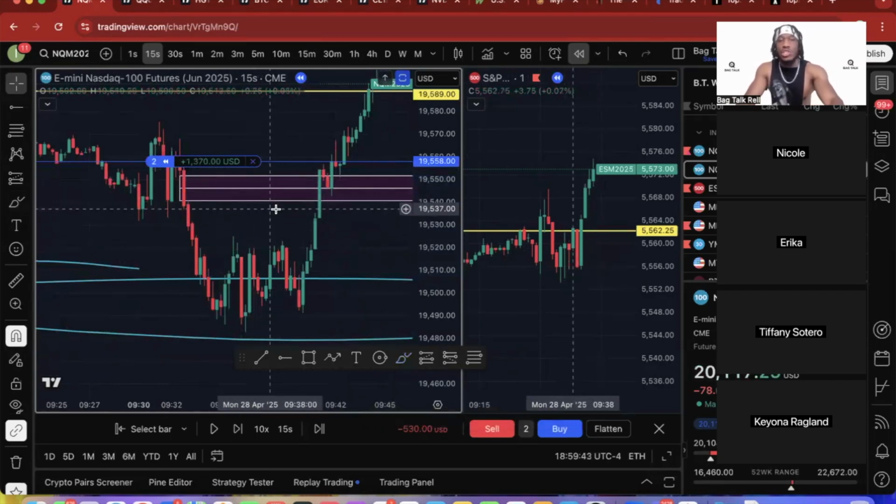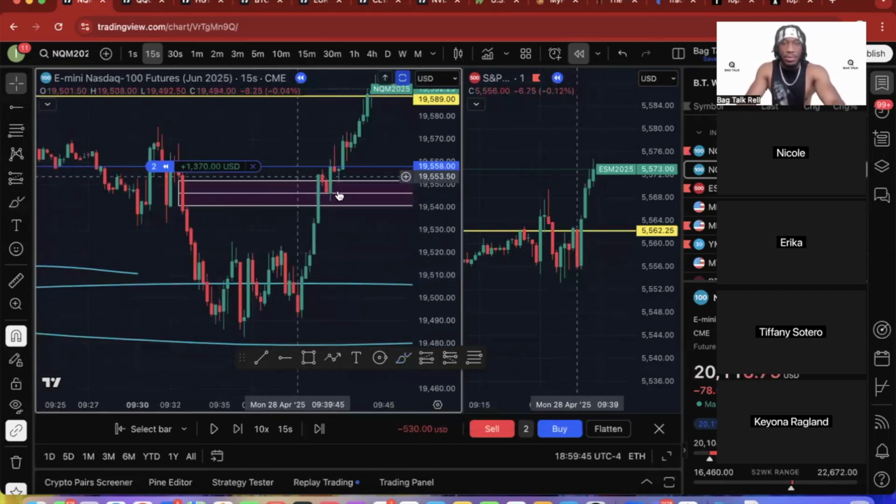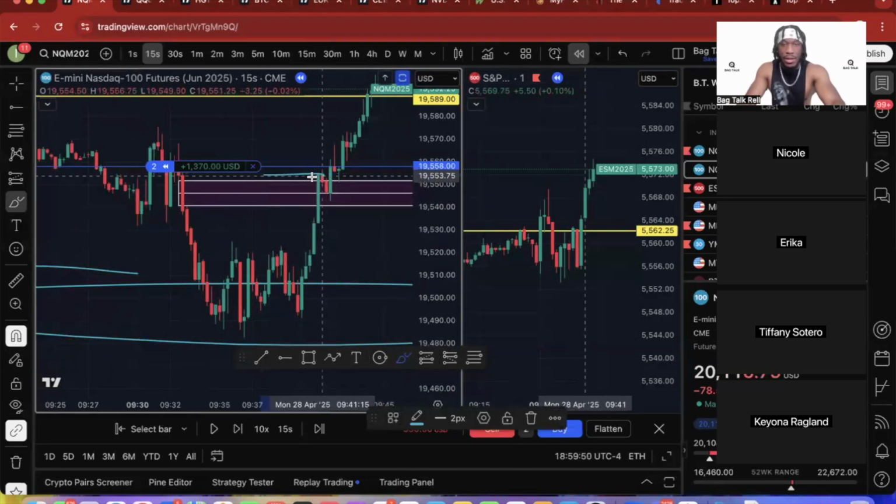And my stop really should have been break even, but still I did stubbornly, because I'm human, I have emotions too. I did stubbornly leave my stop right at the top of the fair value gap. Once it got ran, then I got back in on the other side and we took it to the upside instead.